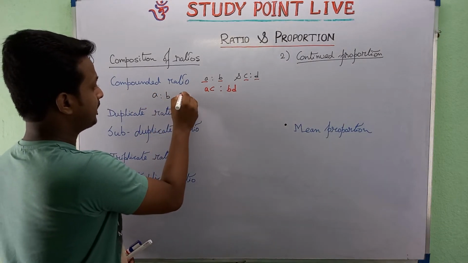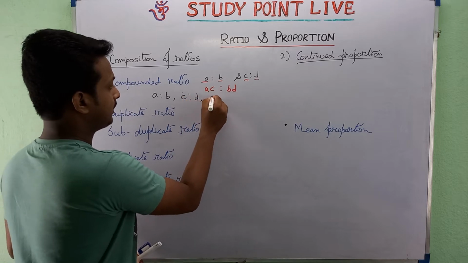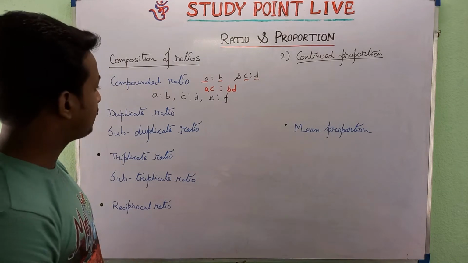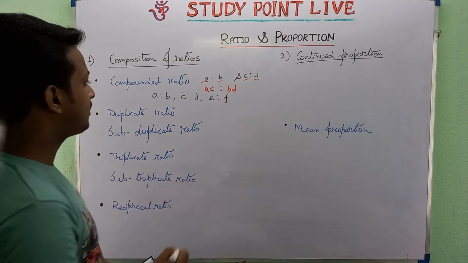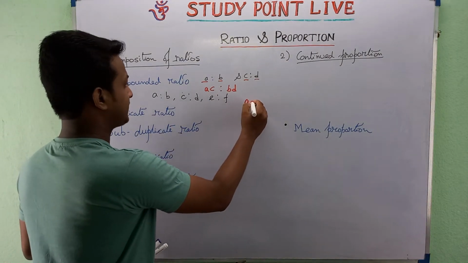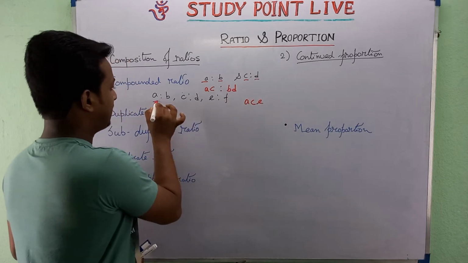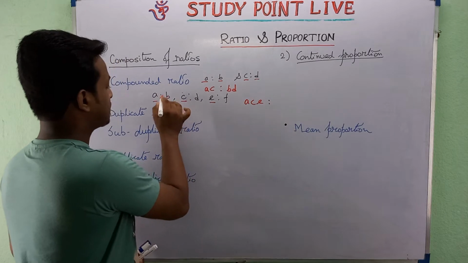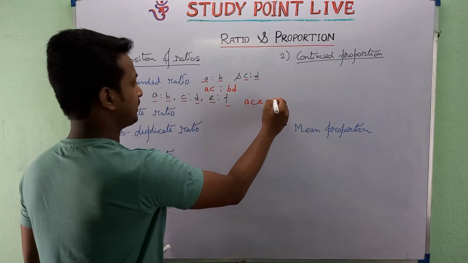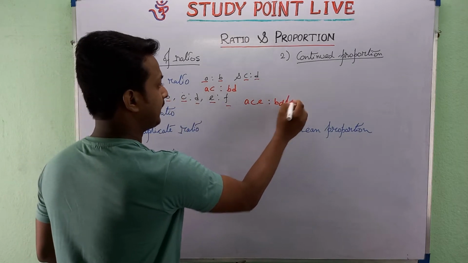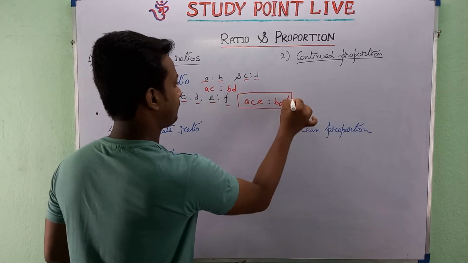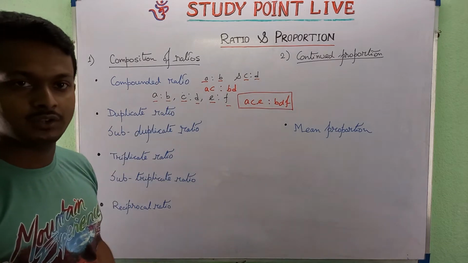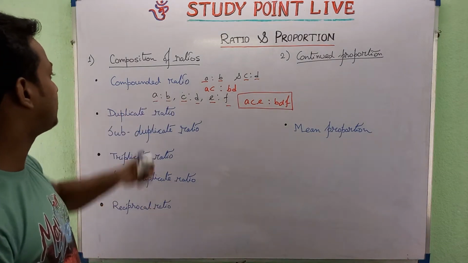See, if A is to B, C is to D, E is to F. Suppose these are the three ratios. Now, if we want to write the compounded ratio of this, it can be written as ACE, the multiplication of the first element of each ratio, is to the multiplication of the second element of each ratio, that is BDF. So this will be the compounded ratio of A is to B, C is to D and E is to F. Right? So this is all about the compounded ratios.